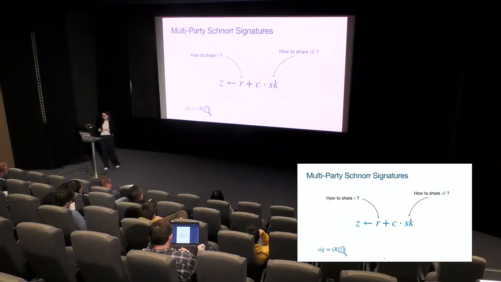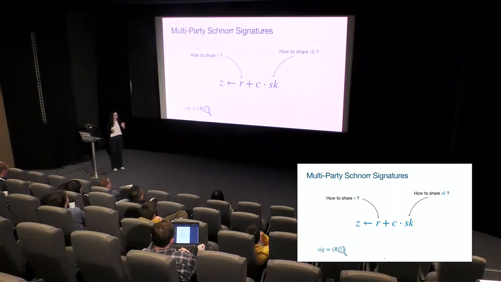So with multi-party schemes, and especially with multi-party Schnorr signature schemes, there are really two main questions, and how they're answered distinguishes all of the schemes in the literature. When you see different types of schemes, they really differ in these two components: how the nonce R is shared and how the secret key is shared. So really the variations just come down to these two questions.